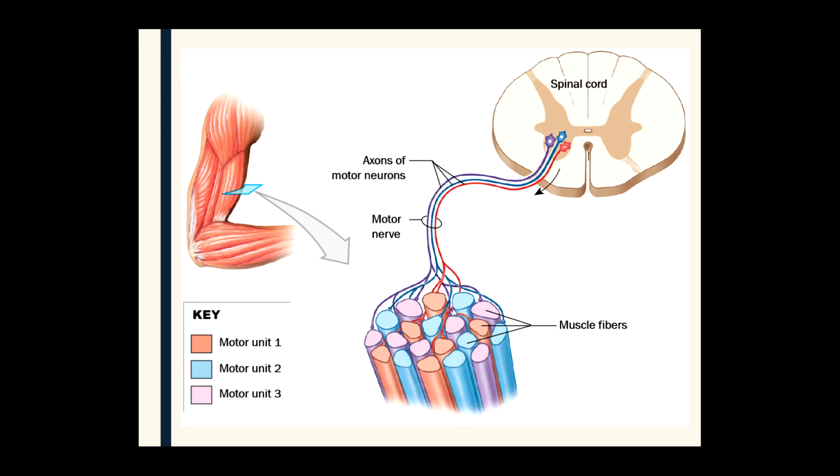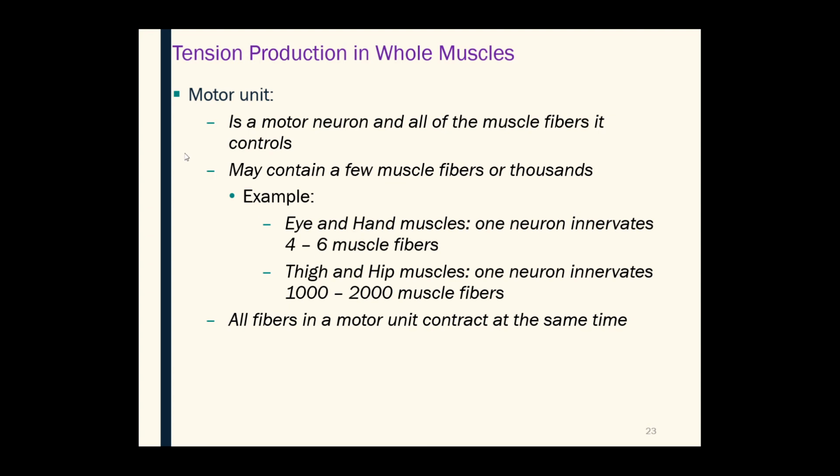All right, but the concept right now, before we look at that, is that a motor unit is one motor neuron, let's say the red one, and the fibers that it innervates, these red ones here. And when that red one fires, only the red fibers in this example will contract. When the blue one fires, only the blue fibers will contract, and so on. Okay, so this is a really important definition. The motor unit, again, is a motor neuron and all of the muscle fibers it controls. And all those fibers in the motor unit contract at the same time. They're going to contract together.